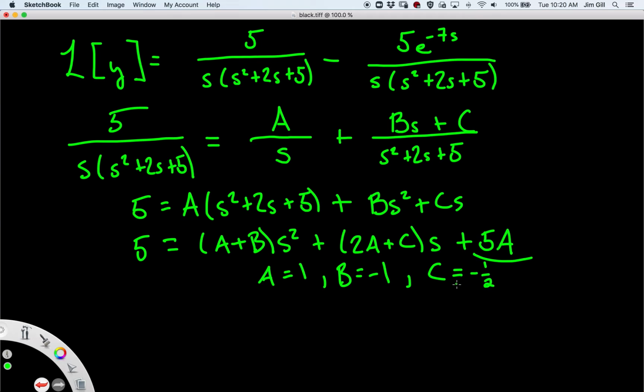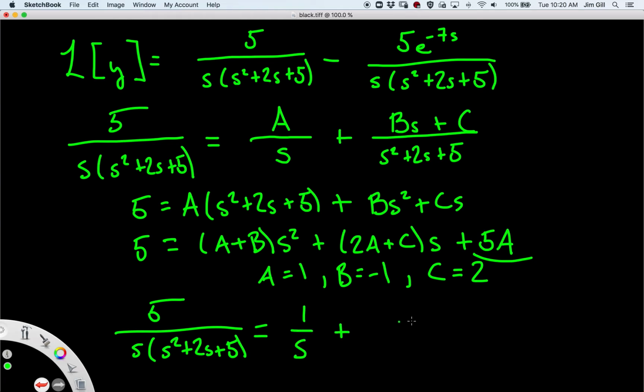Oh, it's not 1/2, it's 2. Excuse me. Right, because 2a plus c must be 0. Great, so now we can decompose this. 5 over s times s squared plus 2s plus 5 is equal to 1 over s plus s plus 2 over s squared plus 2s plus 5.